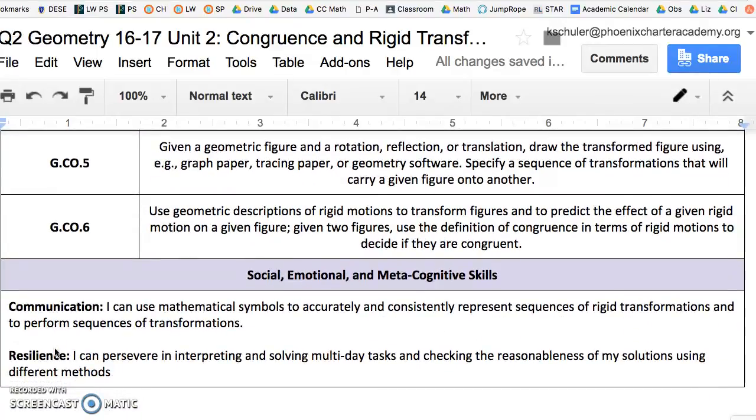Our social-emotional metacognitive skills are communication, and specifically around using mathematical symbols accurately and consistently, as well as resilience and persevering in interpreting our task, as well as checking for reasonableness.